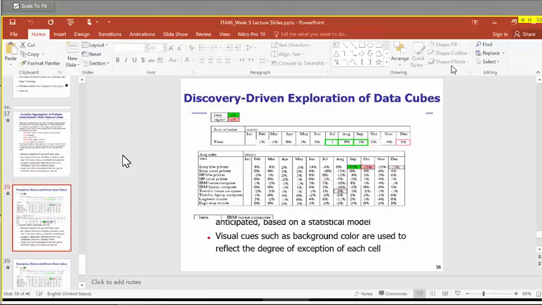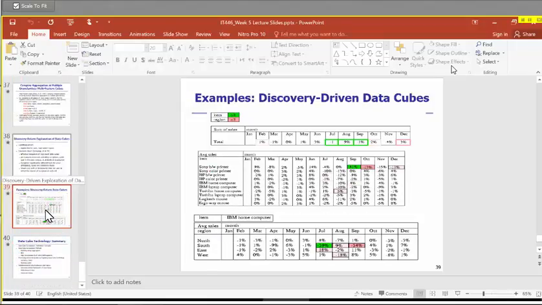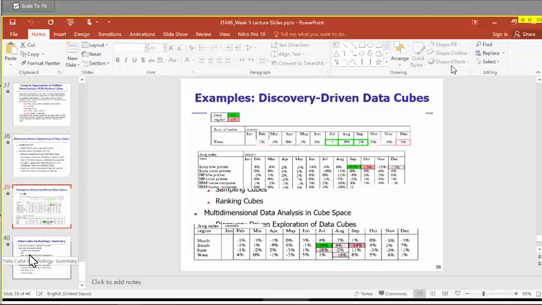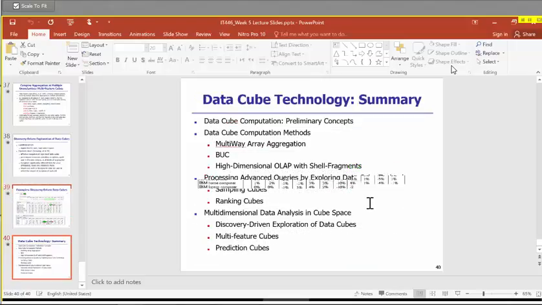Okay, so you can go through this example where you can see that there are some exceptions and how they are computing them. Okay, so this concludes the material of this week. Let's summarize it. We discussed data cube computation and some preliminary concepts of data cube computation. And then we discussed some methods for data cube computation, which included multi-way array aggregation and bottom-up computation, and we also discussed high-dimensional OLAP with shell fragments.